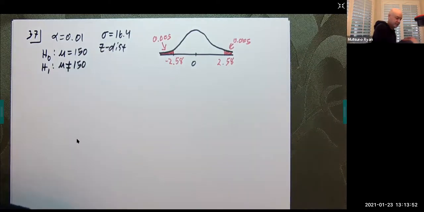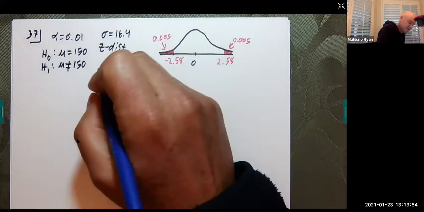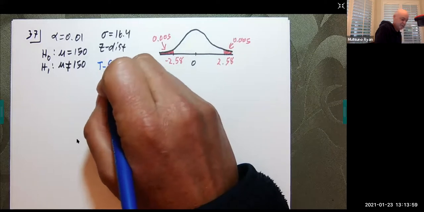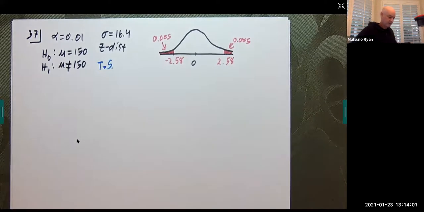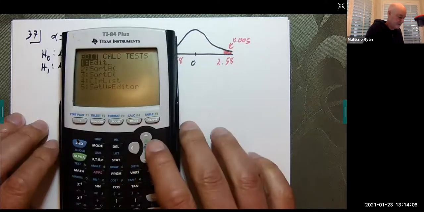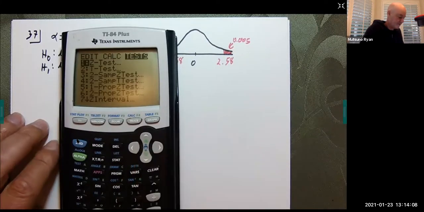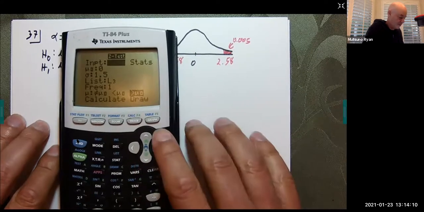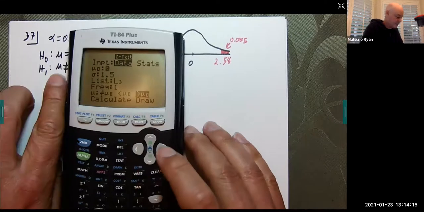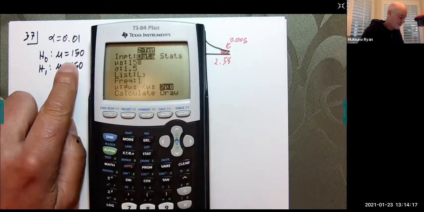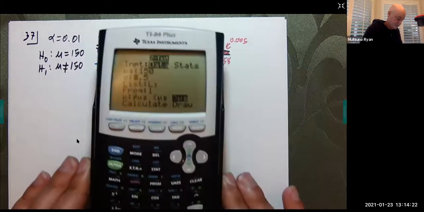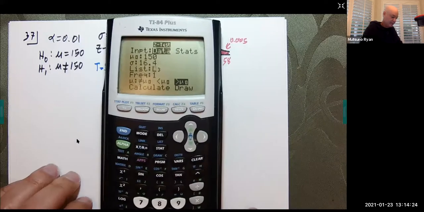Let's talk test statistic now. Now this is going to be a z-test. And we have our data. So first off, our mu is going to be 150. Our known standard deviation is the 16.4. And I have my information in list 1.